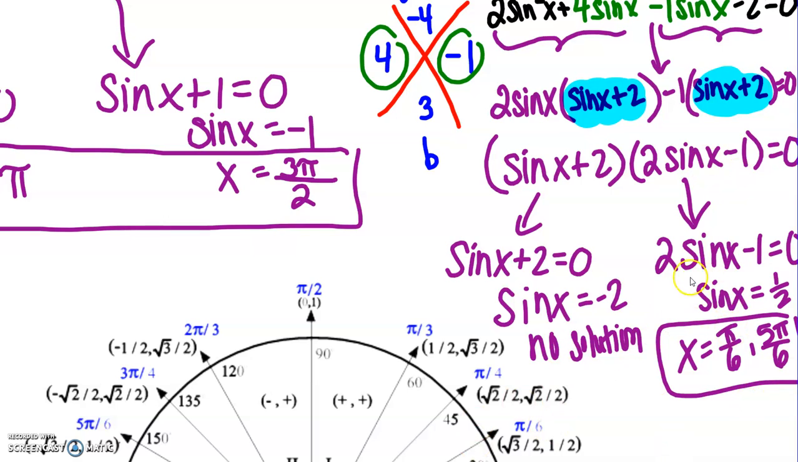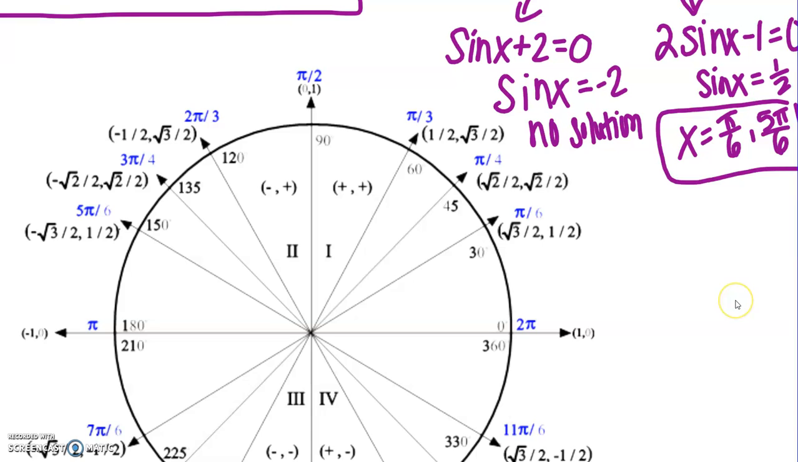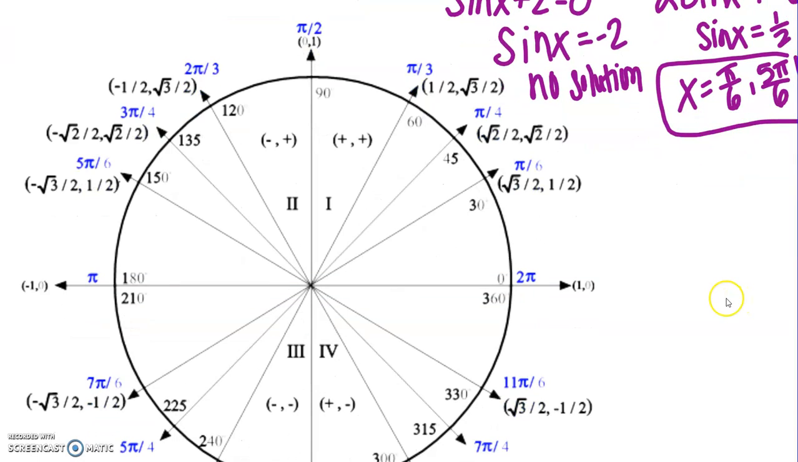In our other factor, when we set 2 times sine x minus 1 equal to 0, I would first add my 1 and then divide by 2. So I would be looking for when sine x, or my y coordinate, is 1/2. That happens at pi over 6 and 5 pi over 6. So our answer to our last example here is pi over 6 and 5 pi over 6.